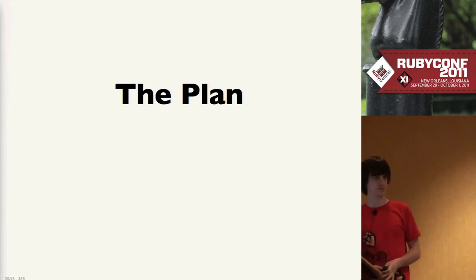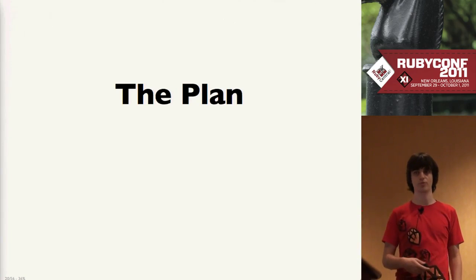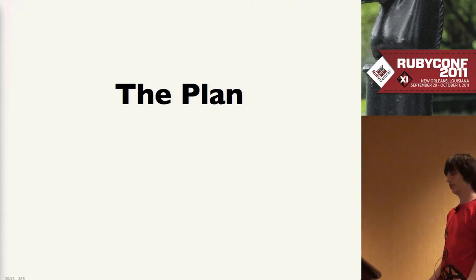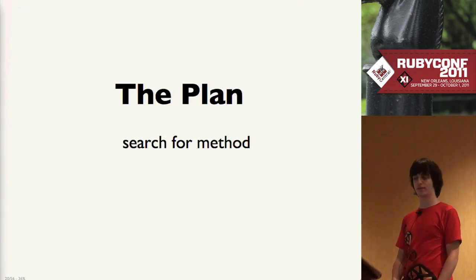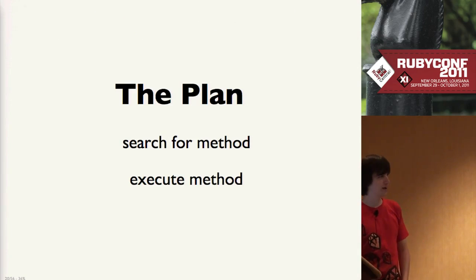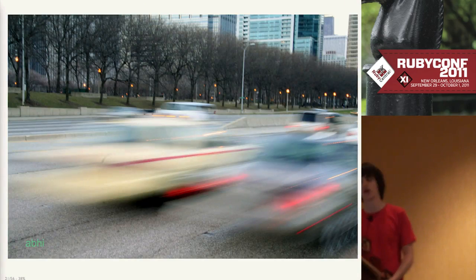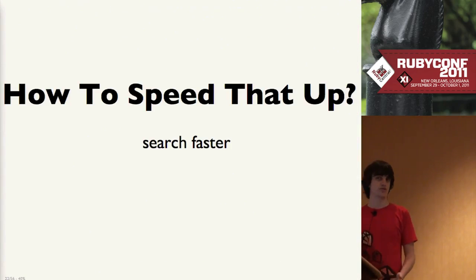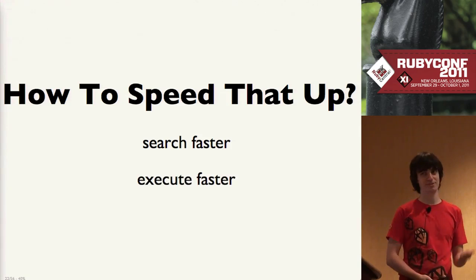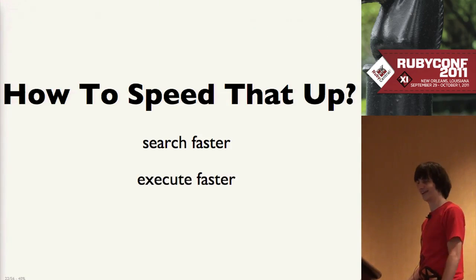So the plan is, if you want to execute some Ruby code, some method call, you first have to search for the method, and then you have to execute the method. But you also want to have that fast. So how do we get that fast? Well, we search faster, and we execute faster. It's easy, right? OK, we're done.